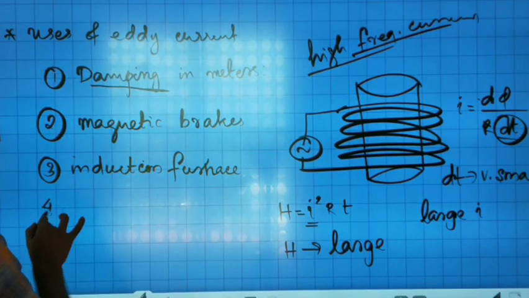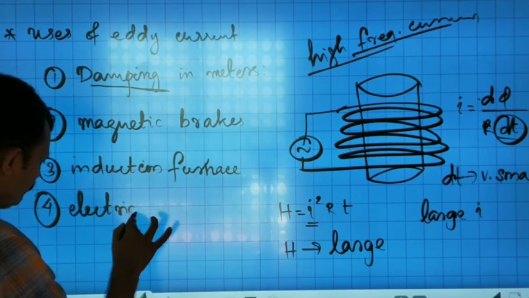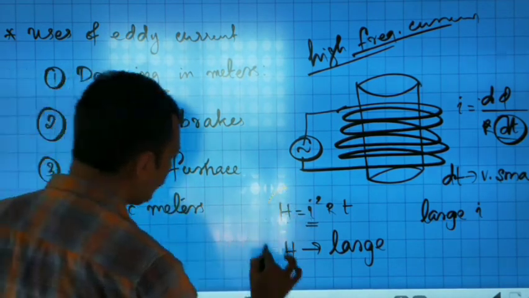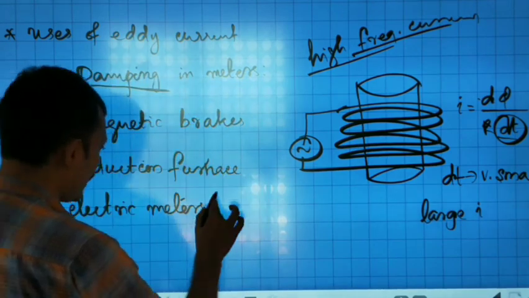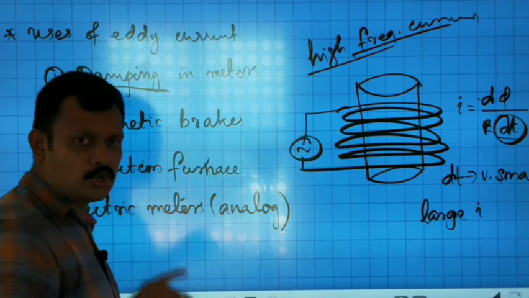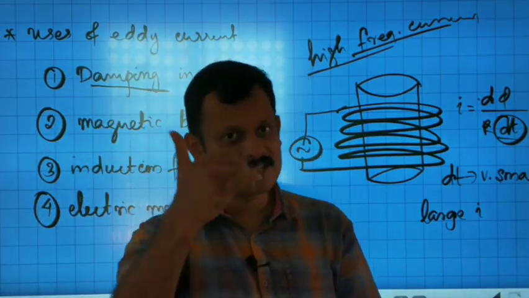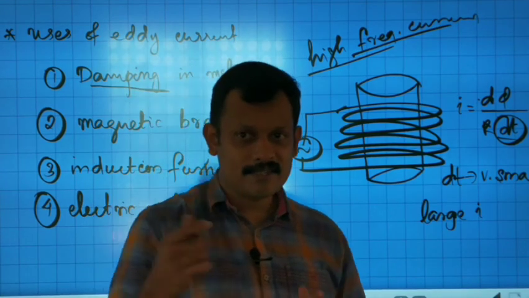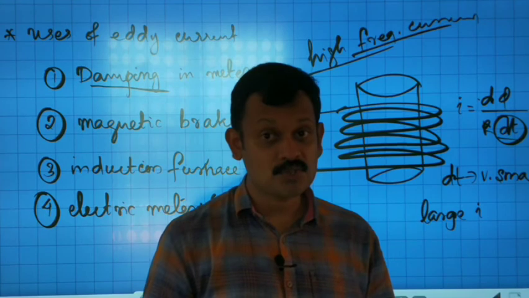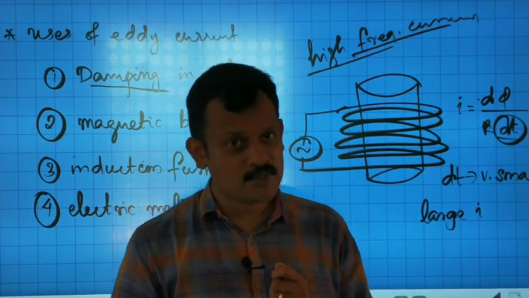The next application is that it is also used in electric meters. That is the old type analog meter, where you used to find a disc rotating, not in the new digital meter. These were the meters we used to see in our homes until about 5 years ago.